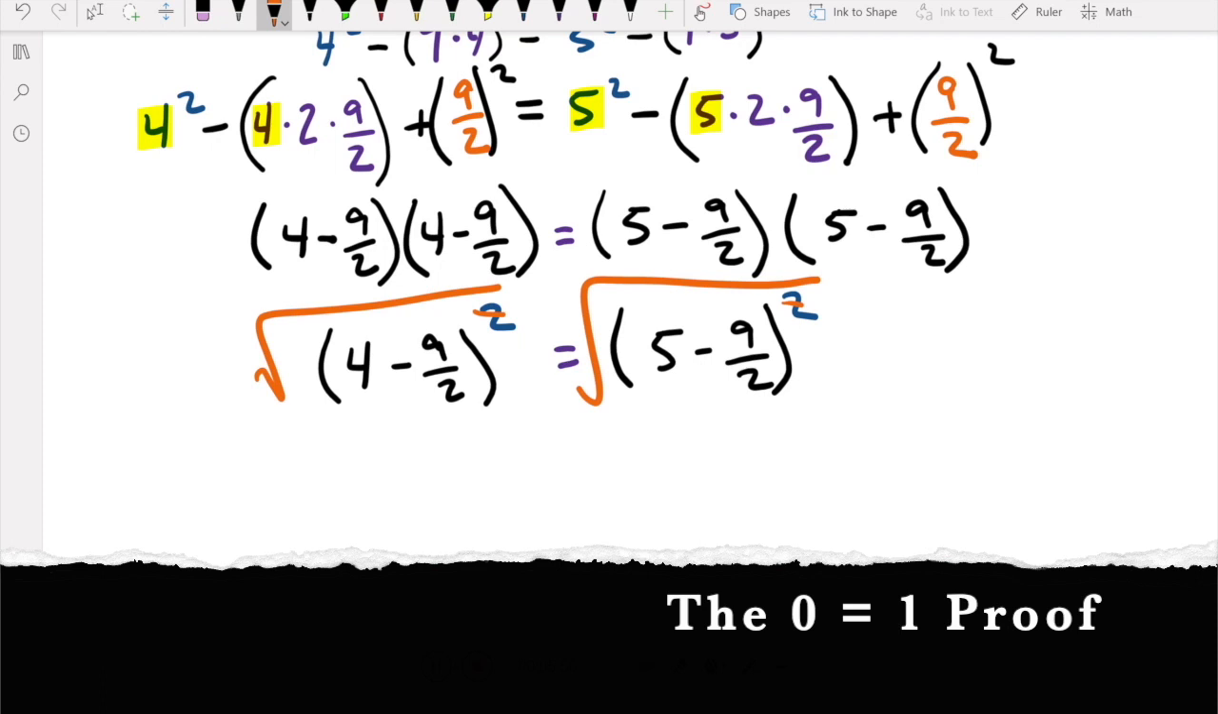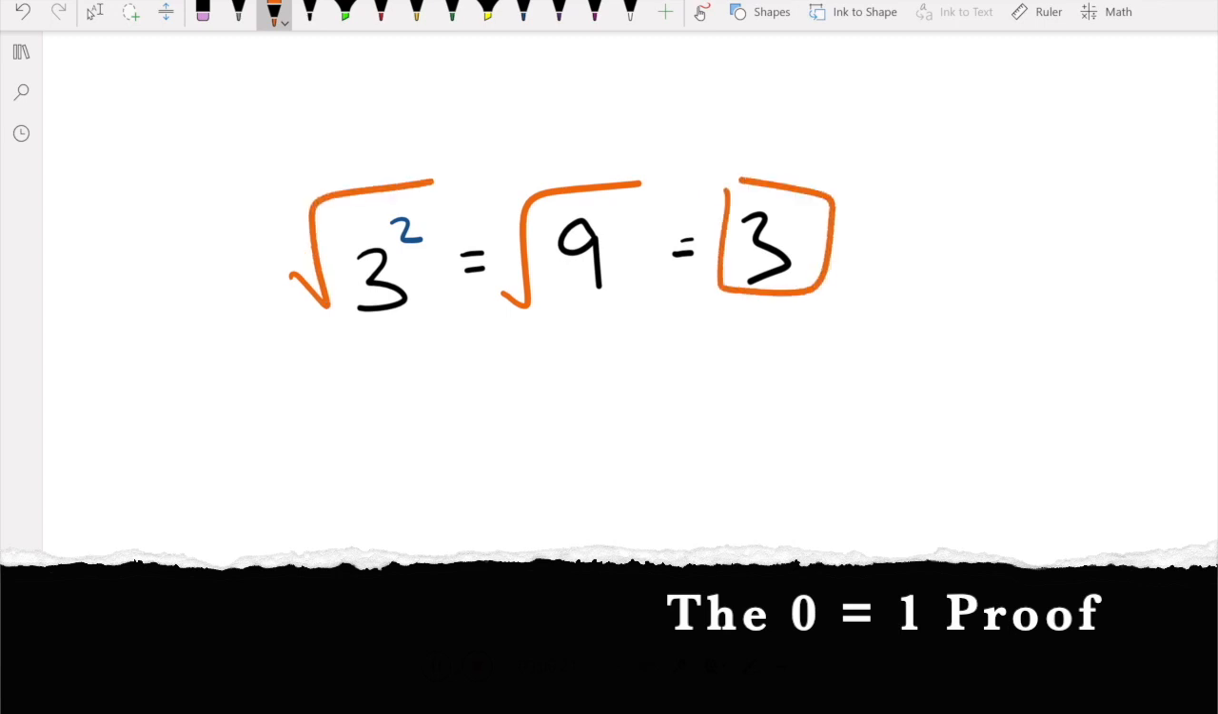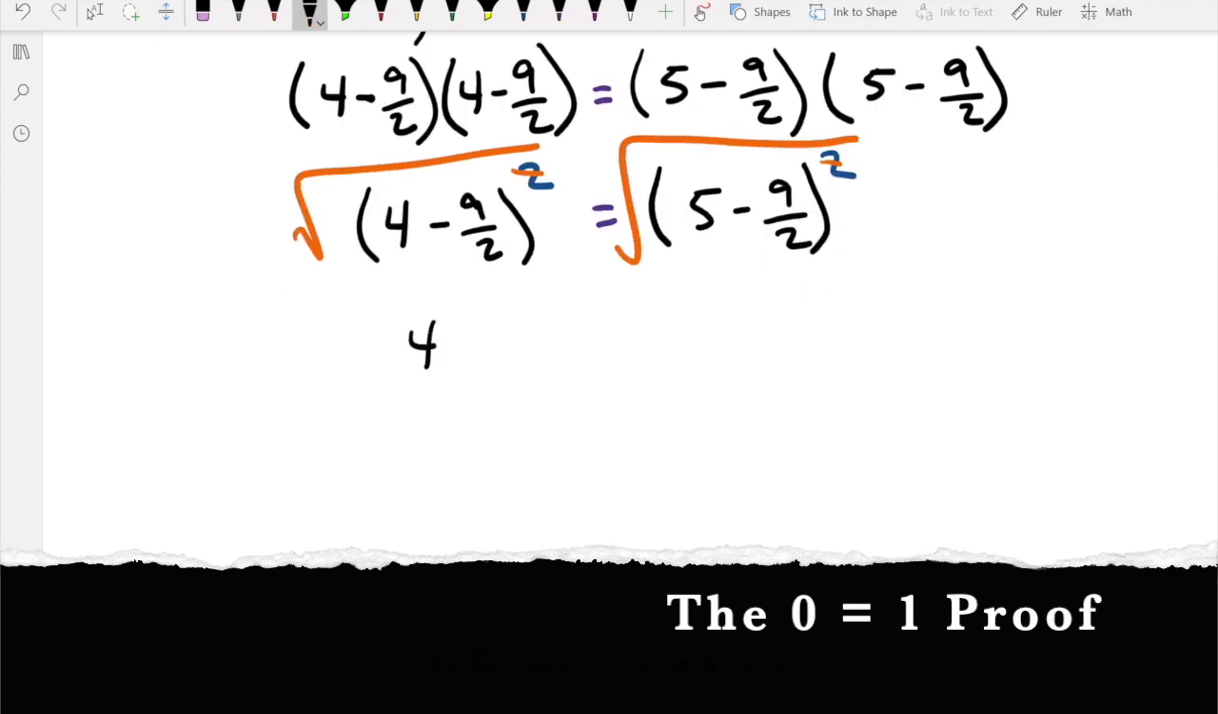And if you're unsure about why that works, real quick, let's say you had 3 squared, and you want to get rid of that square. Well, if you took the square root of it, and again, I'm not going into all the math here, just real basically, this equals the square root, and now 3 squared is 9. We know the square root of 9 is 3. So again, we started with 3 squared, and by taking the square root of it, we got just 3. It's like it canceled the square in a sense. Okay, if you're not sure about that, you can look it up. It is true. So we are left now with 4 minus 9 over 2 equals 5 minus 9 over 2.